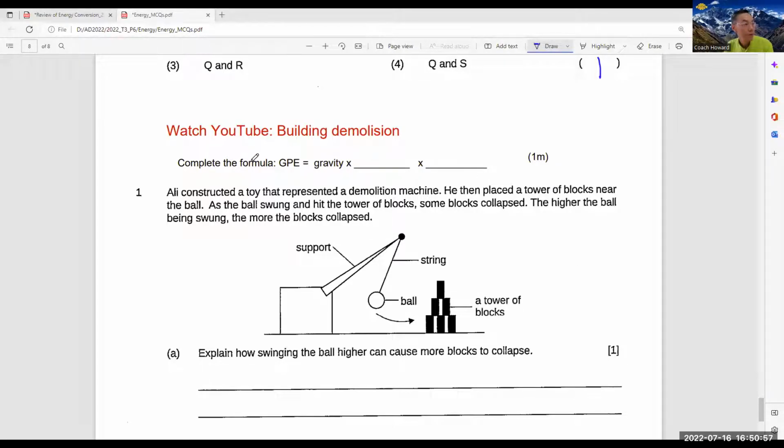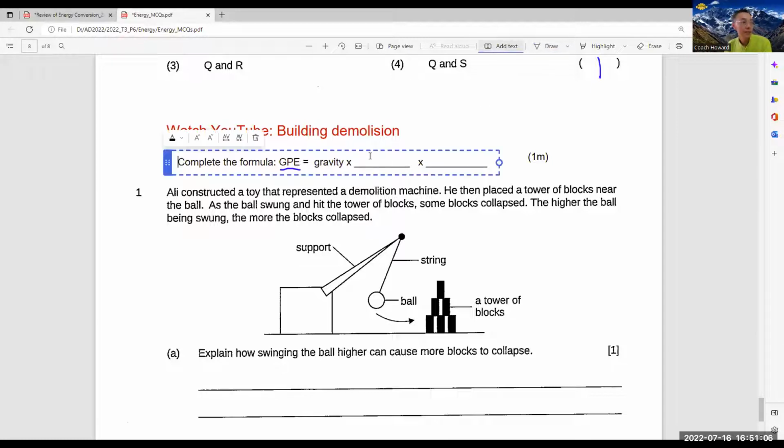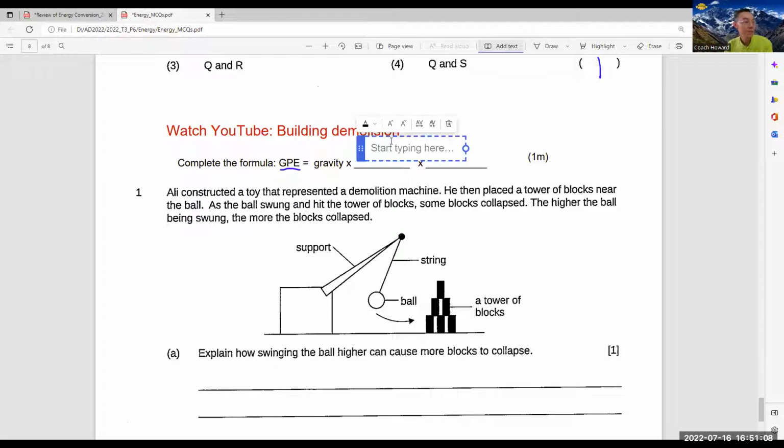Okay, before we watch this YouTube, GPE stands for gravitational potential energy. Some of the students in various schools, the teacher taught you this: GPE equals mass, gravity. So if you fill in the answer, mass multiplied by height. So this blank is mass and this is height. It can be the other way also, height or mass.